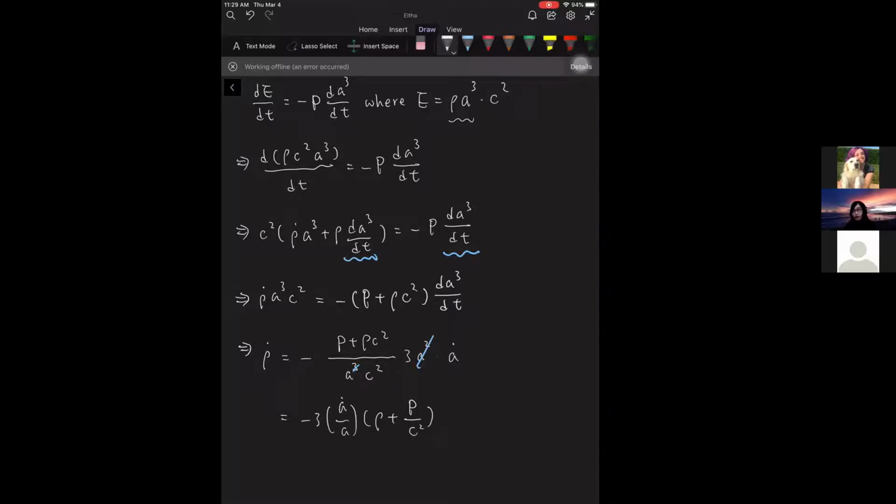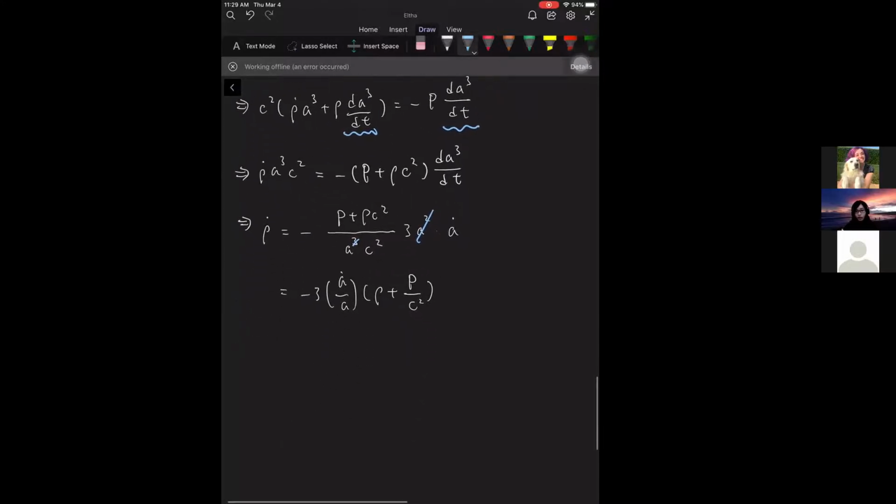I'll write this again. The continuity equation is rho dot equals minus 3 H, where H is the Hubble parameter, times (rho plus p over c squared).